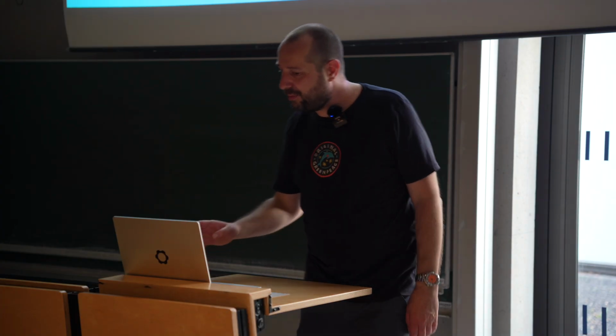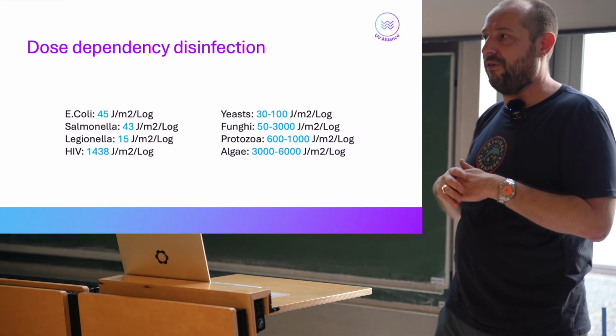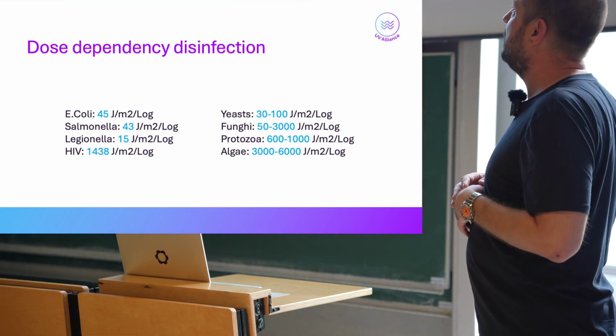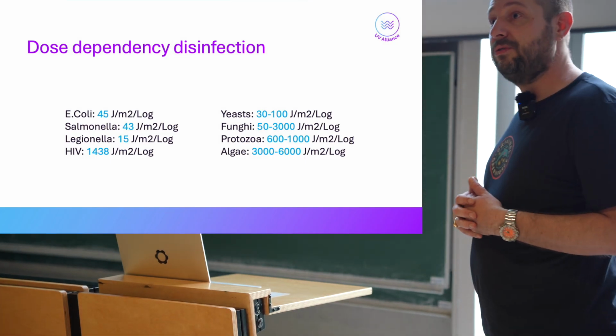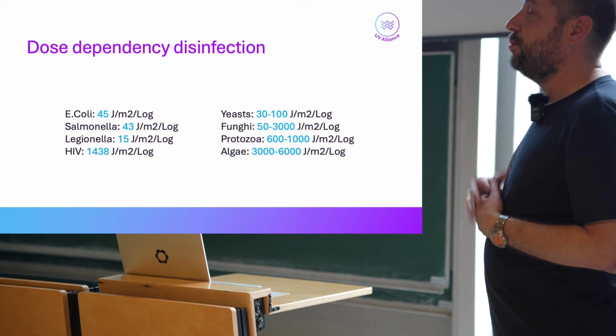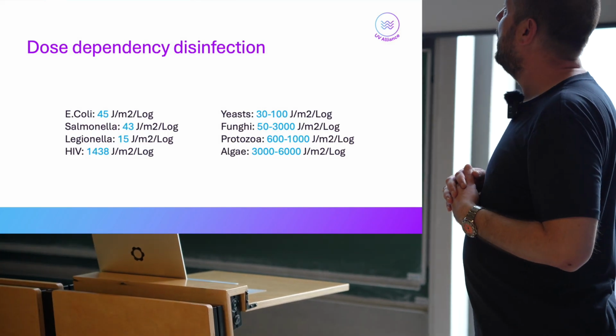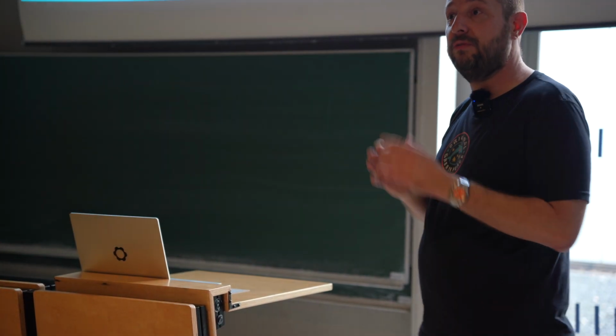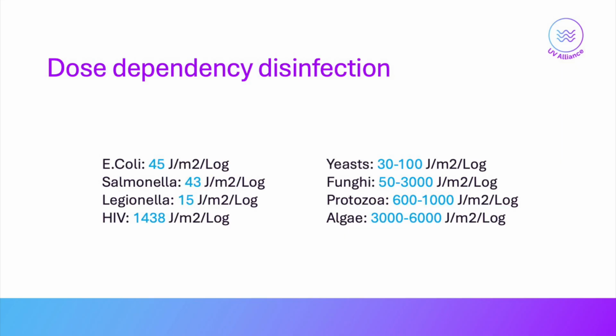And that's quite easy because you can get tables of microorganisms where they say, for instance, for E. coli, you need a dose of 45 joule to do 1 log removal. And 1 log is 90% removal. That means if you have a system of around 200 joule, you can do 5 log removal. And it differs per bacteria, per organism. Viruses in general have quite a high UV resistance. Algae even higher because they generally live in sunlight.